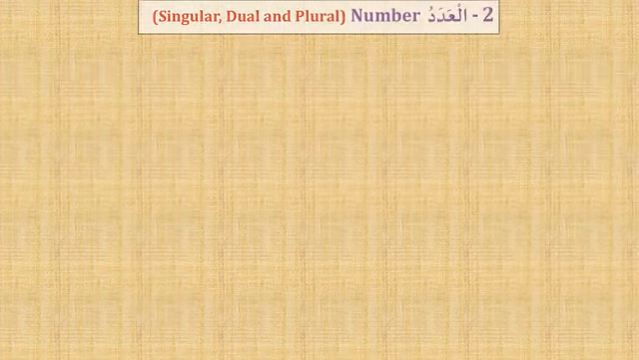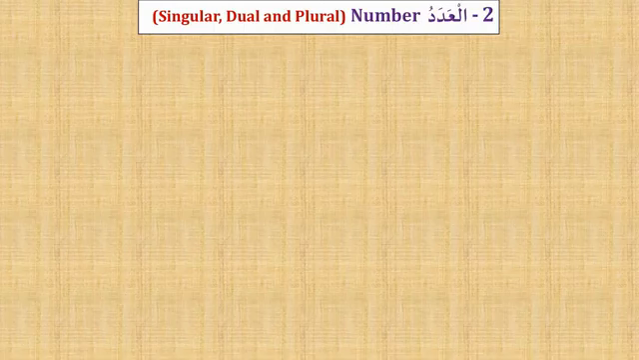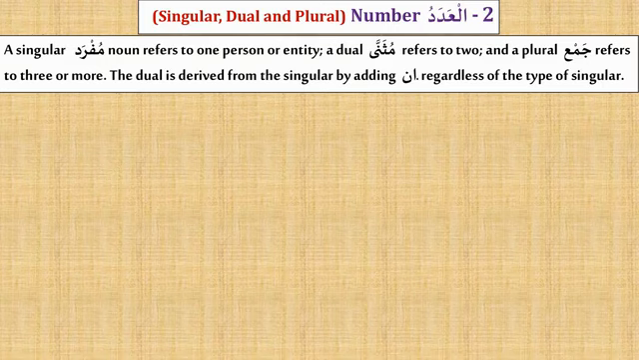The second quality of the noun is al-adad, number, singular, dual, or plural. A singular in Arabic called mufrad. It's a noun refers to one person or entity. A dual is called in Arabic muthanna. It refers to two people or entities. And plural is called jam'un. It refers to three or more.